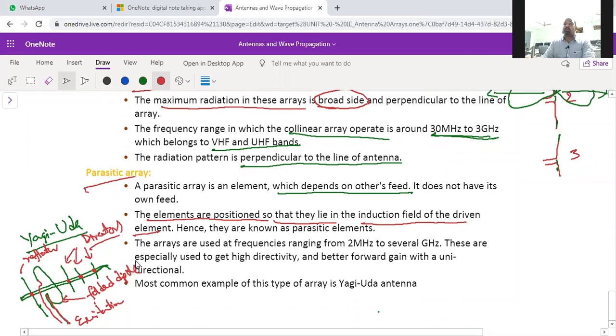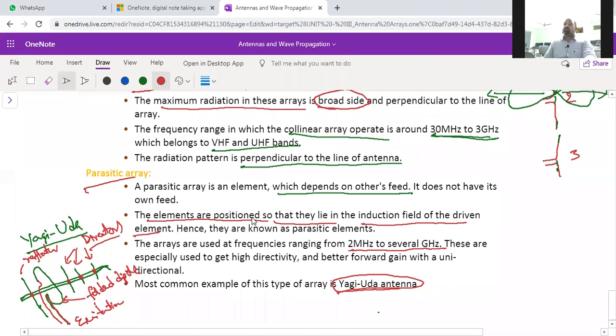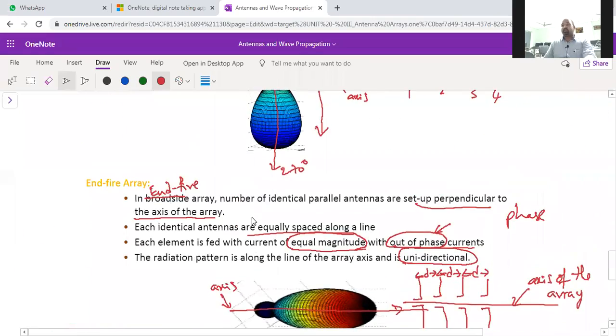So in the Yagi-Uda antenna, the driven element is the folded dipole. It is operated in the frequency range of 2 megahertz to several gigahertz. And the example is the Yagi-Uda antenna, as I have shown just now. So this is about different types of antenna arrays.